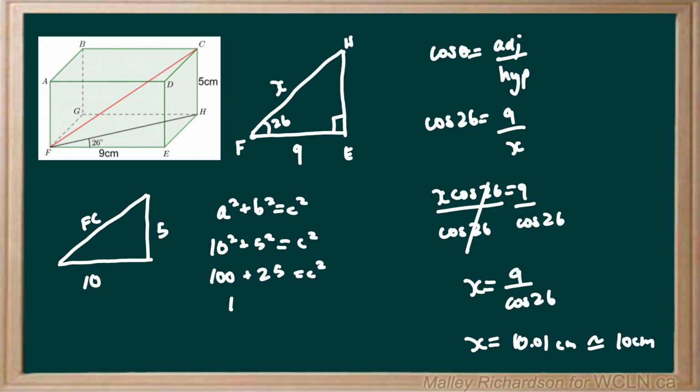10 squared is 100, plus 5 squared is 25, and 100 plus 25 is 125. Then, to get c by itself, we want to take the square root to get rid of the squared. So we're left with the square root of 125 equals c. The square root of 125 is 11.18 centimeters, and this can be rounded off to 11.2 centimeters. So the diagonal line in the middle of the box is 11.2 centimeters.